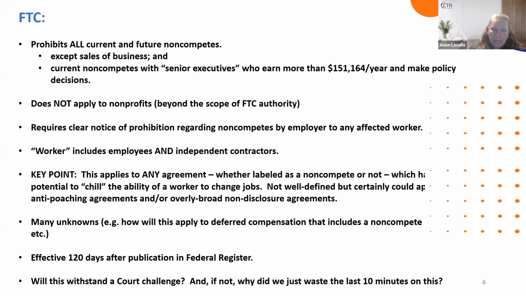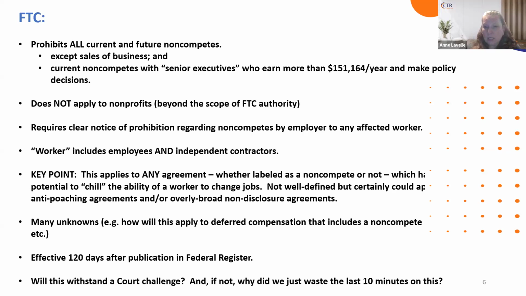One of the key things that came out of the FTC regulations that they announced was that this applies to any agreement, and that's key, any agreement, whether labeled as a non-compete or not, which has the potential to chill the ability of a worker to change jobs. This concept of any agreement that could chill a worker's ability to move from job to job is not well defined. It certainly is going to apply to what I would call anti-poaching agreements.